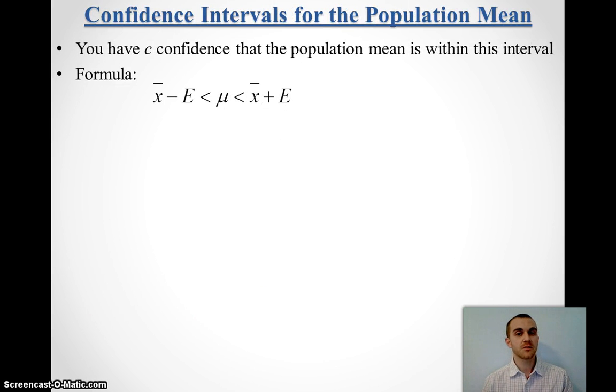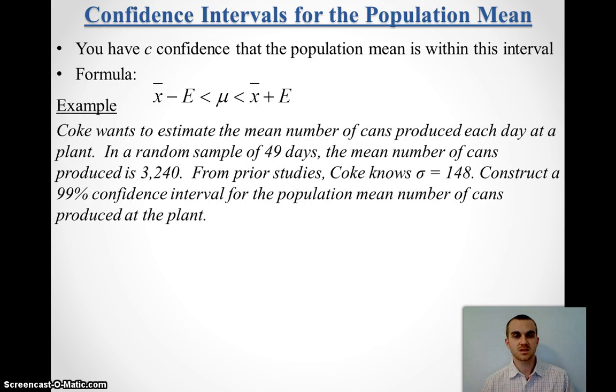Now, if we want to calculate the confidence interval, what we do is we take our point estimate, which in this case is the sample mean, and we're going to add and subtract the margin of error. And what this tells us is within that interval should fall the actual population mean, depending on whatever our confidence level was. So say that Coke wants to estimate the mean number of cans produced each day at a plant. They do a random sample of 49 cans, and the mean number of cans produced was 3,240. And they know from prior studies that the population standard deviation is 148, and we want to do a 99% confidence interval for the population mean.